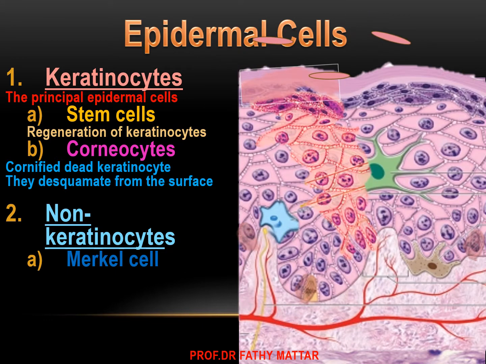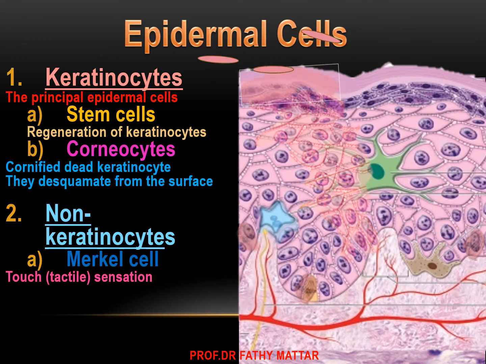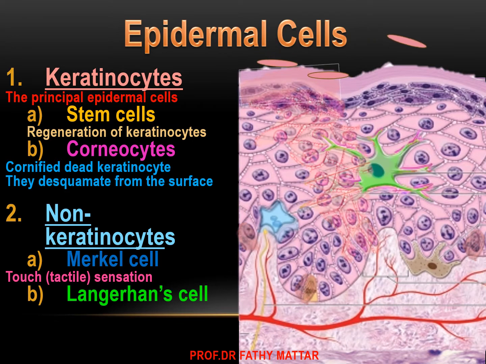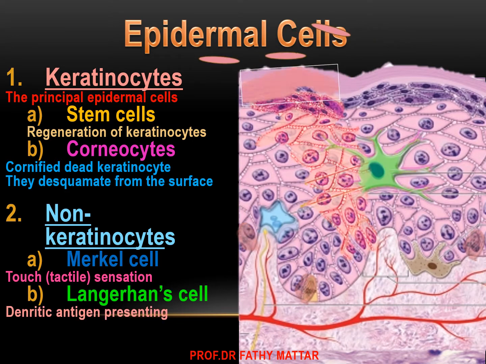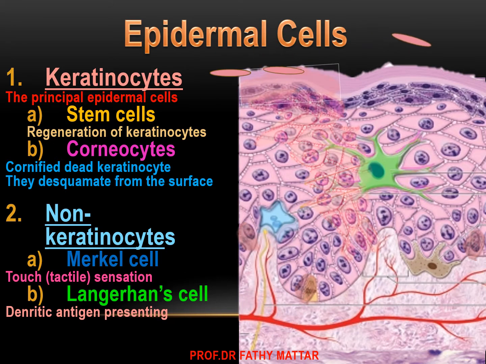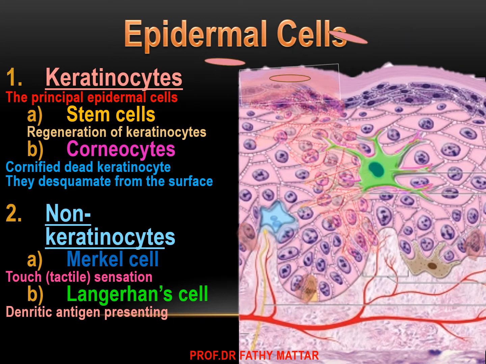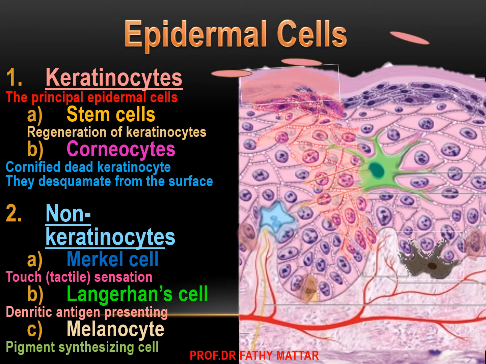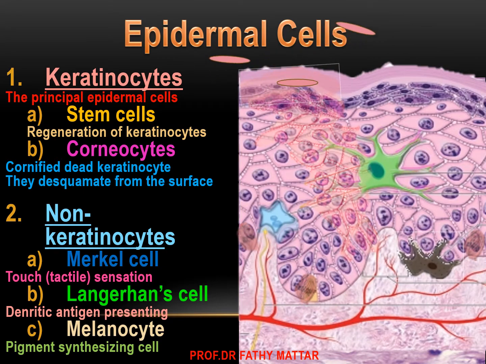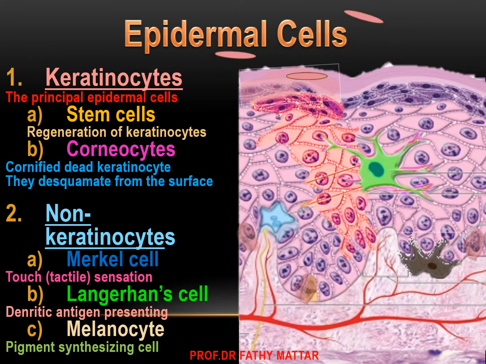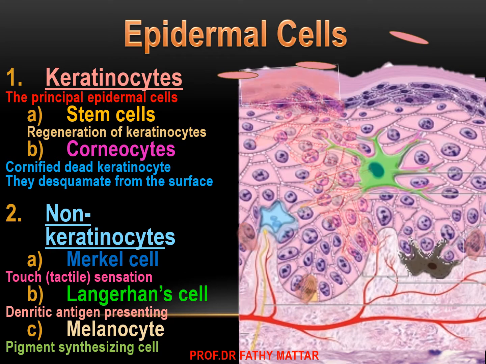The non-keratinocytes are Merkel cells, and these are touch or tactile sensing cells, and the Langerhans cells, which are cells important for immunity, and they are dendritic antigen-presenting cells. The third type are melanocytes, which synthesize melanin, the dark or black pigment, which gives the skin its color.